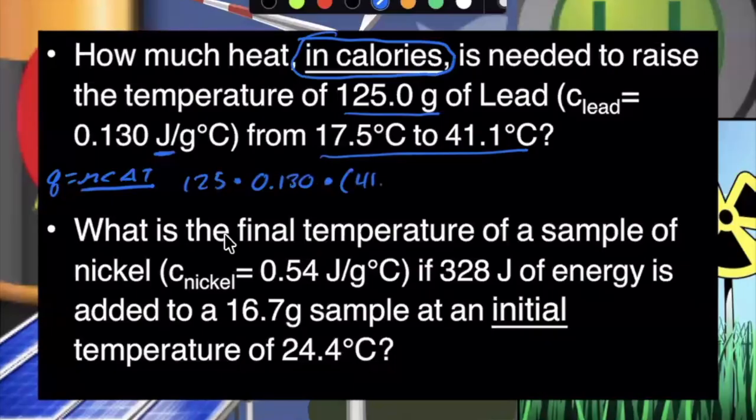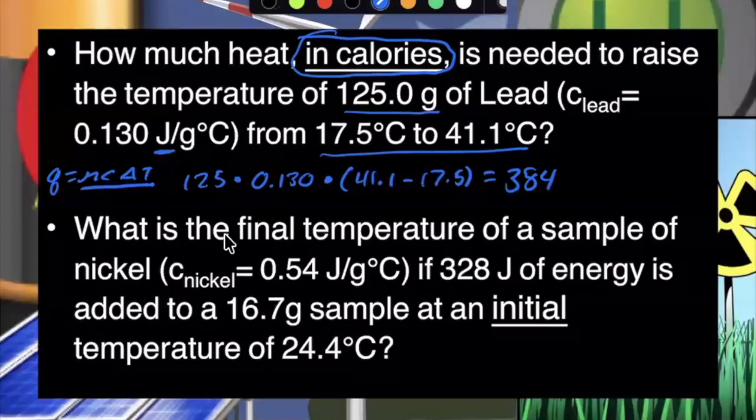So 41.1 minus 17.5. And if I put that into my calculator, I'm going to get 384, and that is going to be in joules. And remember, my question is asking for calories. So obviously 384 would probably be one of the 4 multiple choices on the test, so don't fall for that.